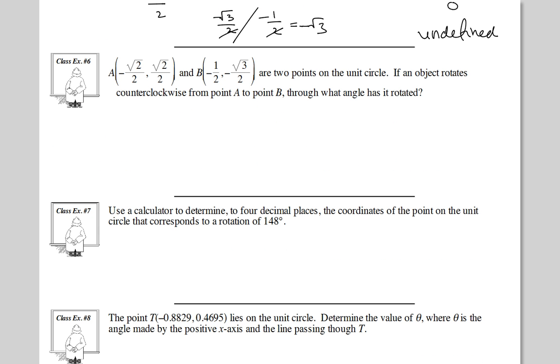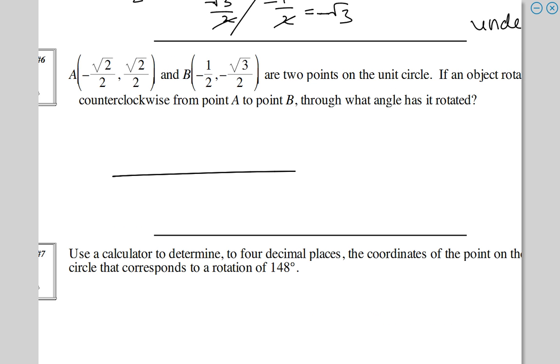Okay, we have these 2 points on the unit circle. An object rotates counterclockwise from A to B. Through what angle has it rotated? Okay, so draw in a quadrant. Where's negative root 2 over 2? Up here, right? You recognize when it's the same. Okay, so there's point A. X is negative, y is positive.